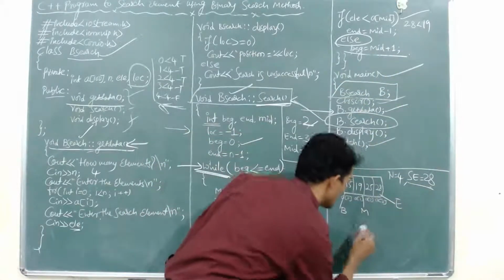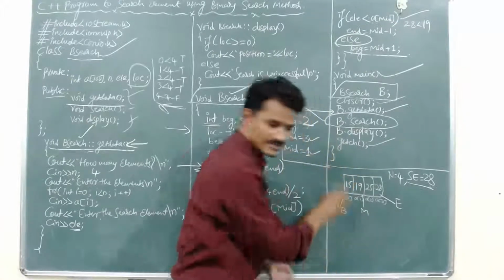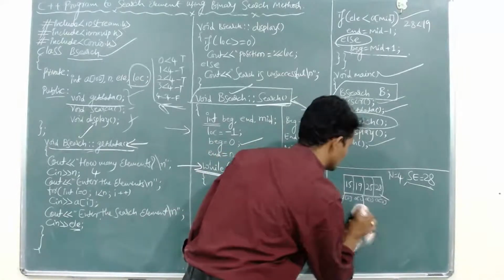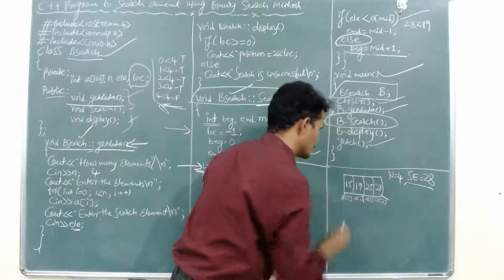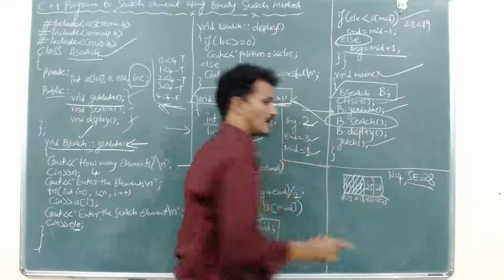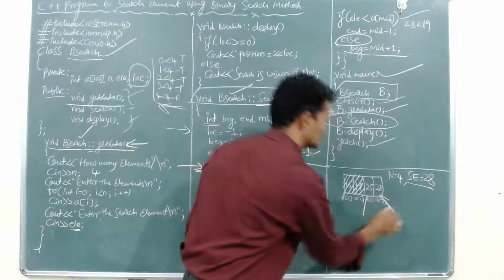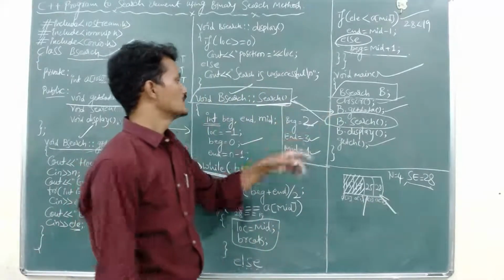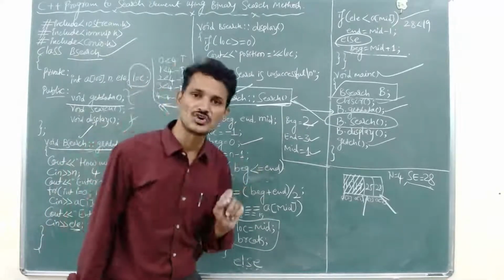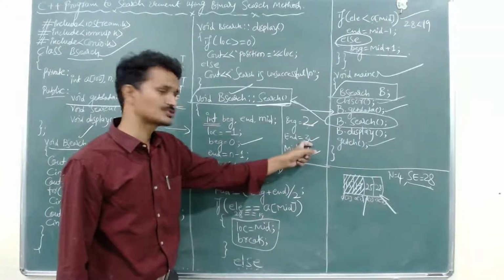Let me draw the array. Once again I'll modify this one. I'll strike out this part, so the left elements are only two elements, 25 and 28. So it comes here in the while loop. While begin is less than or equal to end: begin is 2, end is 3.